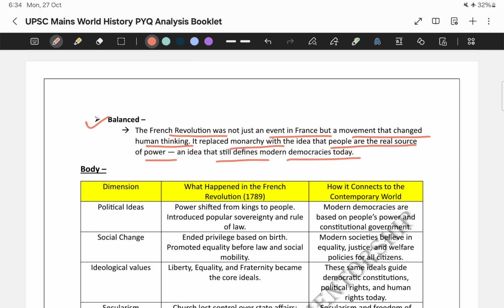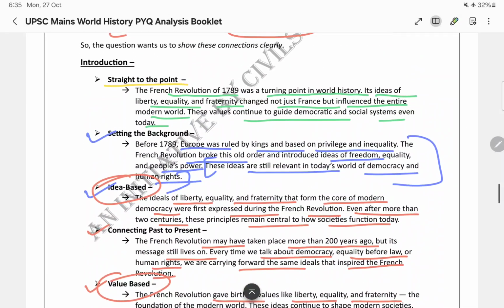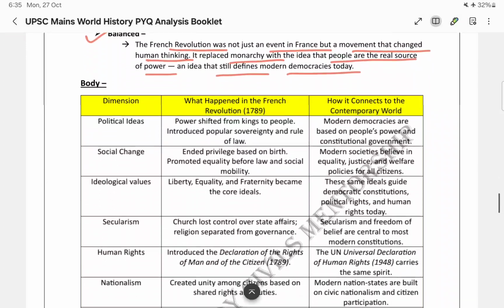So I hope you understood the different ways in which you can introduce your answer for this particular question. You saw how each introduction sets the stage differently, because these are the various types of introduction. In one case you are directly addressing the question, in another you are setting up the background. Different ways will have a different tone of introduction, so you can choose any one of them that feels natural to you and reflects your writing style. So this was all about the introduction part.